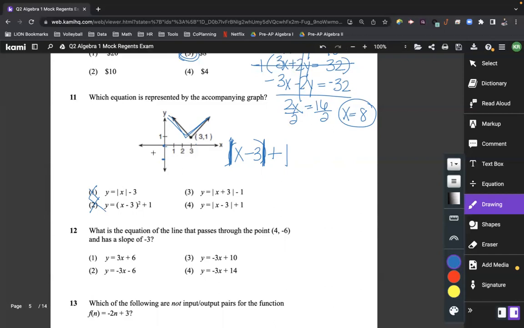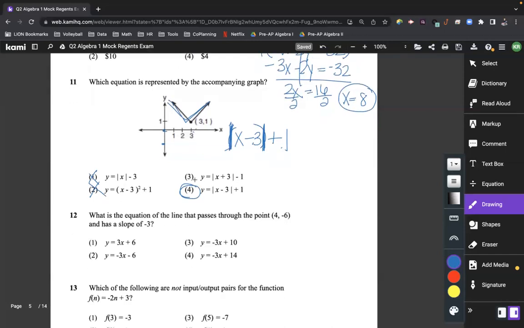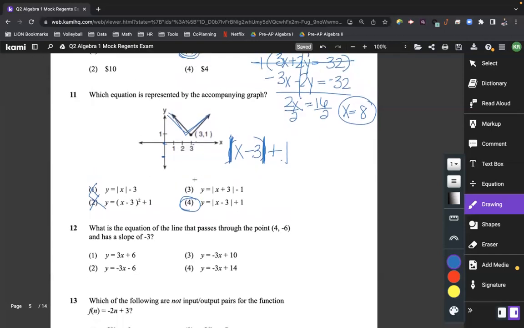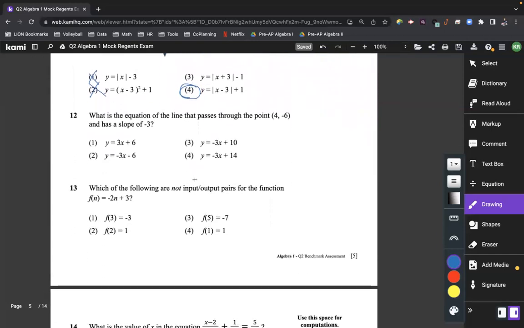What it did do was go right 3, up 1. So that means that if it's going right, I subtract. If it's going up, I add. So the answer in this case would be 4. Let me just fact check that. Yep, I'm doing it. All right.